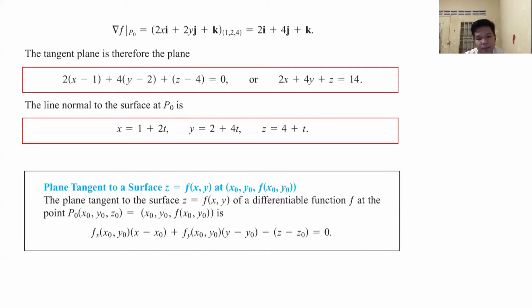Now we look at the plane tangent to a surface z equal to f of x, y at x sub 0, y sub 0, and f of x sub 0 and y sub 0. The tangent plane to the surface z equal to f of x and y of a differentiable function f at the point p sub 0 equal to x sub 0, y sub 0, and f of x sub 0 and y sub 0 is fx at x sub 0, y sub 0 multiplied by x minus x sub 0, plus fy at x sub 0, y sub 0 multiplied by y minus y sub 0, minus z minus z sub 0, equal to 0.